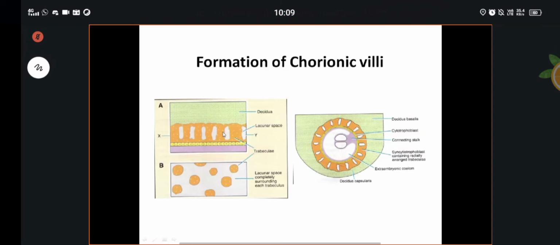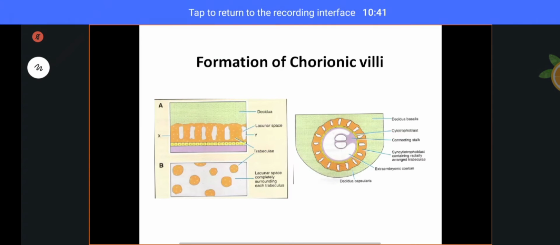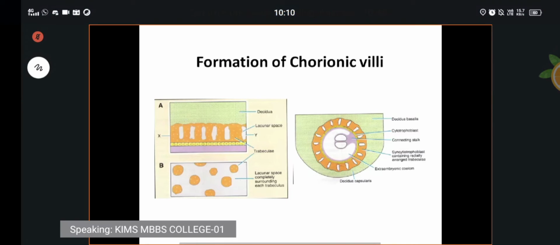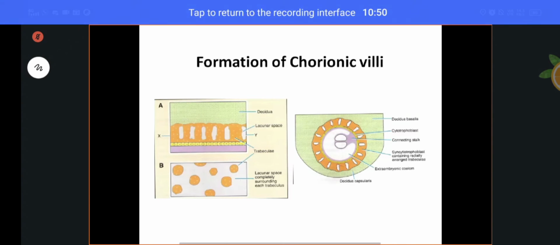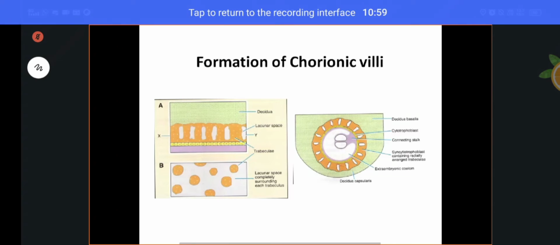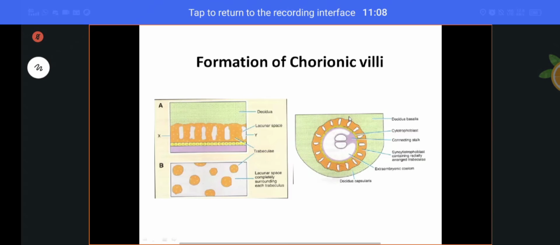And the maternal blood vessels will be eroded once these lacunar spaces invade the decidua. The endothelium of these blood vessels will be eroded, and the maternal blood will be poured into these lacunar spaces. And hence, the uteroplacental circulation starts. These lacunar spaces are seen throughout around this developing embryo.